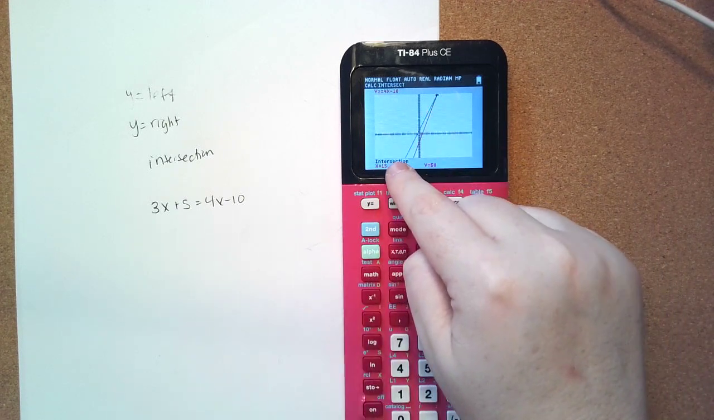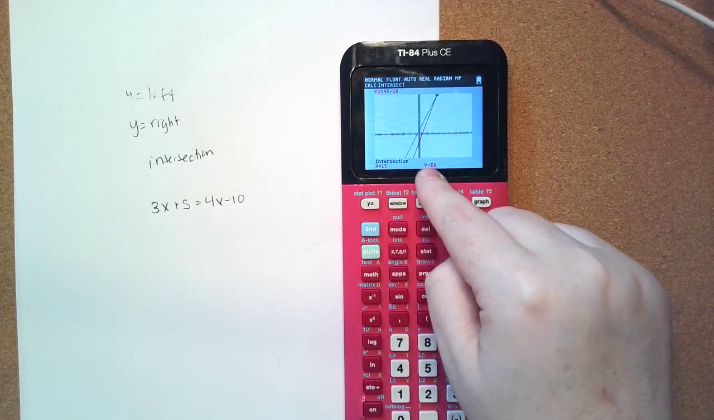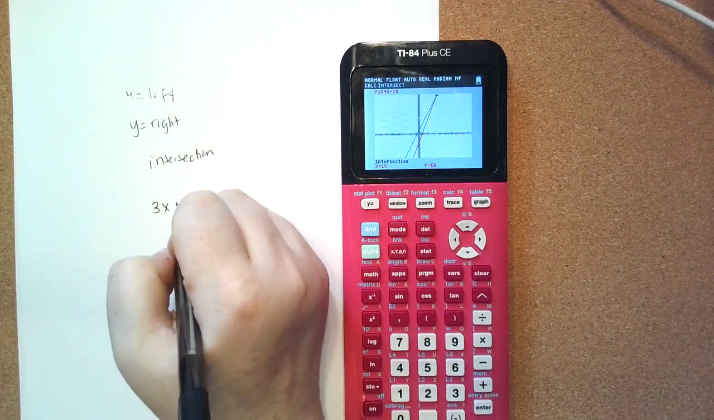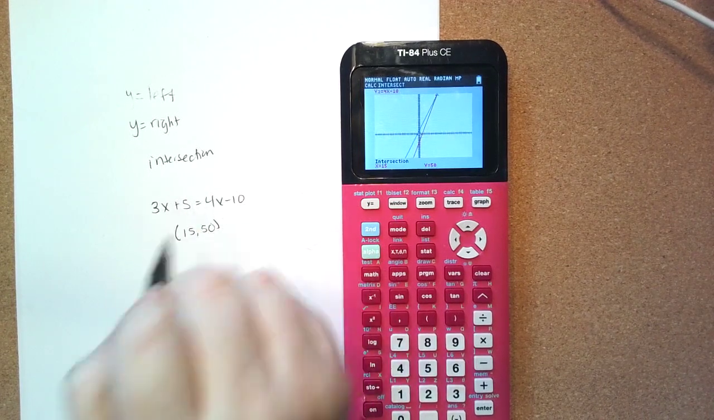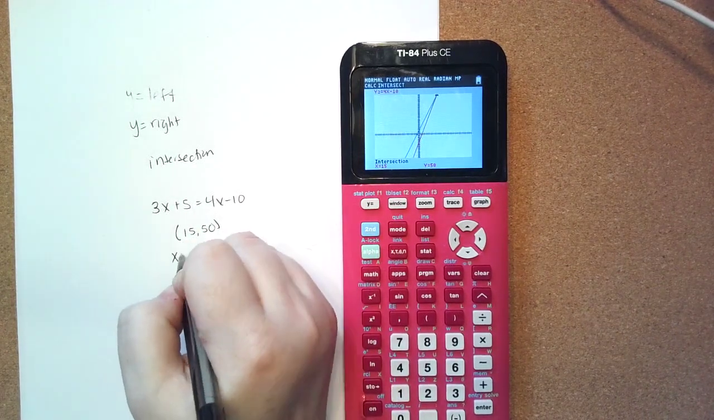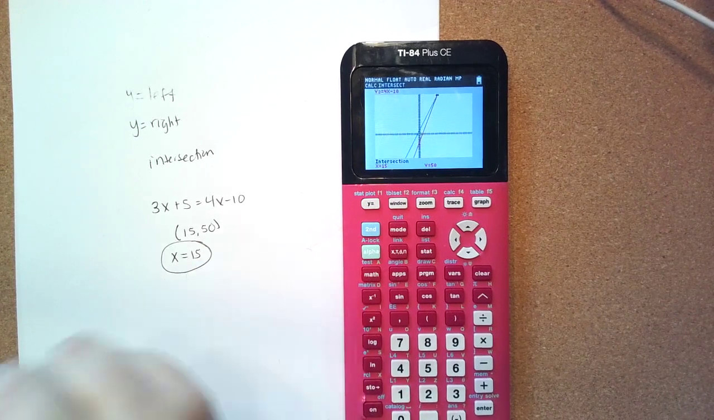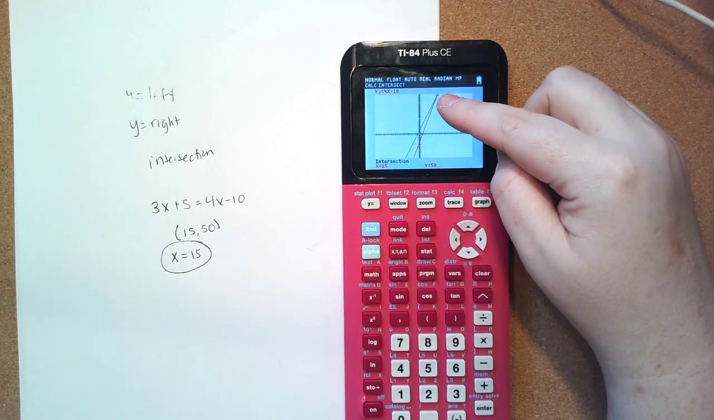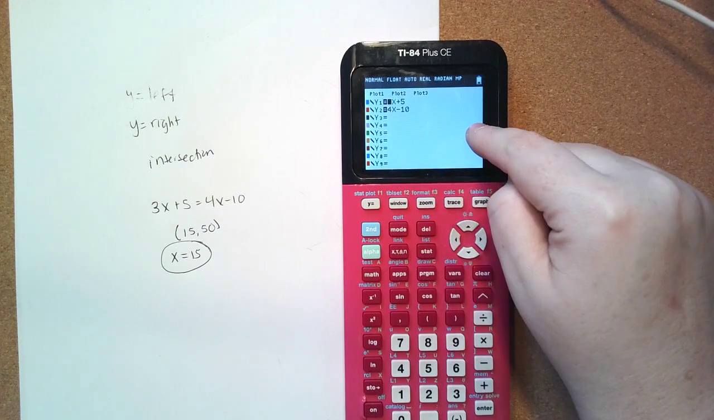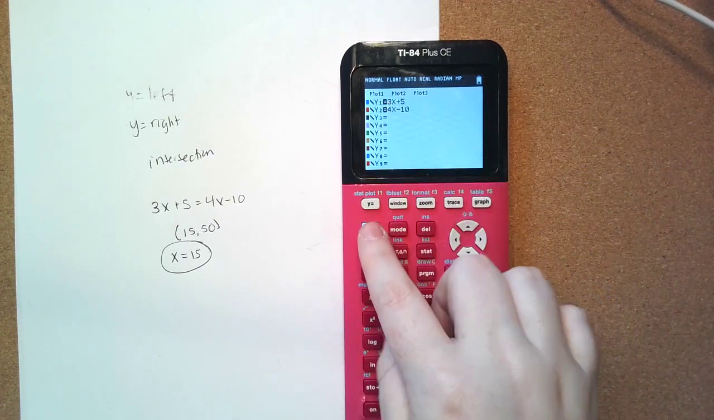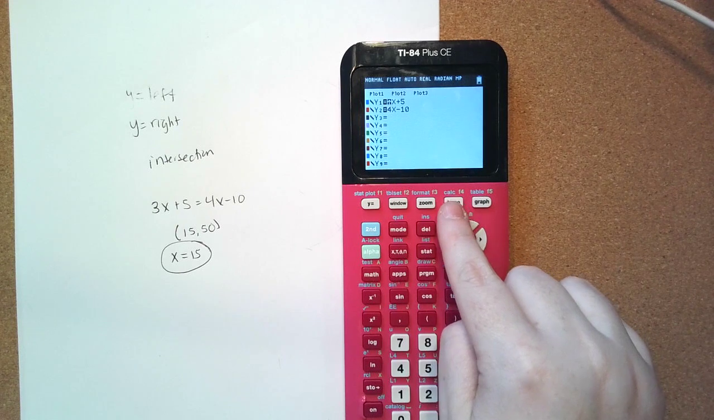It says the intersection is at x equals 15, y equals 50. So my coordinate is 15, 50, and since I want to know what the x value is, my answer would be x equals 15, and I don't have to do any type of math involved here because I'll let the calculator do it for me. So this is the intersection key. That does the same thing as y equals left, y equals right, click on Desmos. You do second calculate because we want to calculate that intersection.